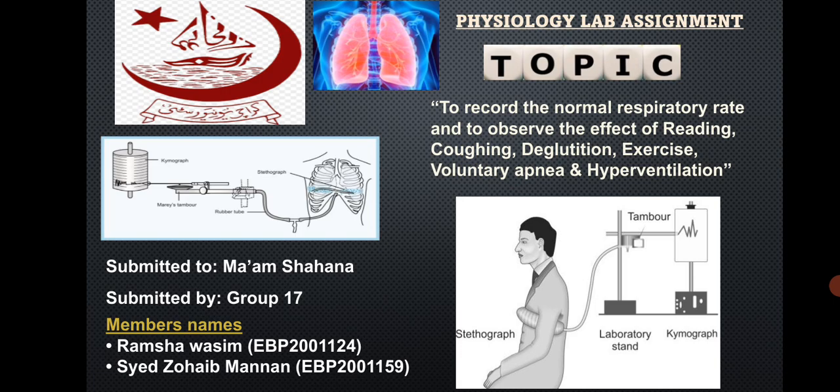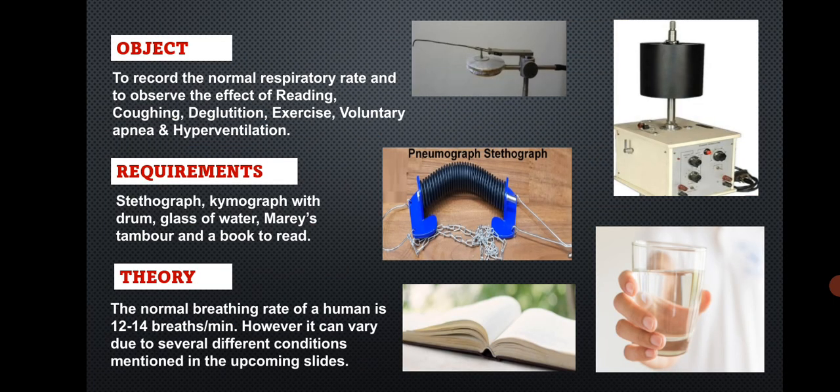Let's move ahead. In this slide, you can see the objectives written, which we have already discussed. Let's discuss the requirements now. The things required to perform this experiment are a stethograph, a kymograph with drum, a glass of water, a Marey's tambour, and a book to read. You can also see the requirements in the pictures on this slide. The normal breathing rate of a human is about 12 to 14 breaths per minute. However, it can vary depending upon different conditions. So now we'll be discussing those conditions.